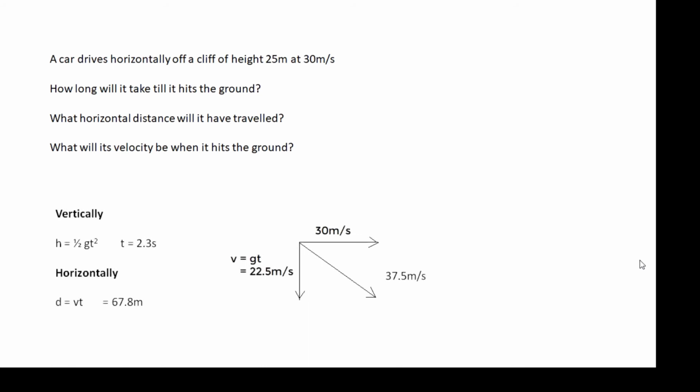Okay, so what we do is we say vertically, h is a half g t squared, which gives us a time of 2.3 seconds. Then horizontally, distance is velocity times time. We know what the time is now, so we've got the distance. For its velocity when it hits the ground, we need the vertical velocity, 22.5 meters per second. The horizontal velocity is 30, and we add them together with Pythagoras, 37.5 meters per second. You might have to get the angle as well, just a bit of trig to get that.